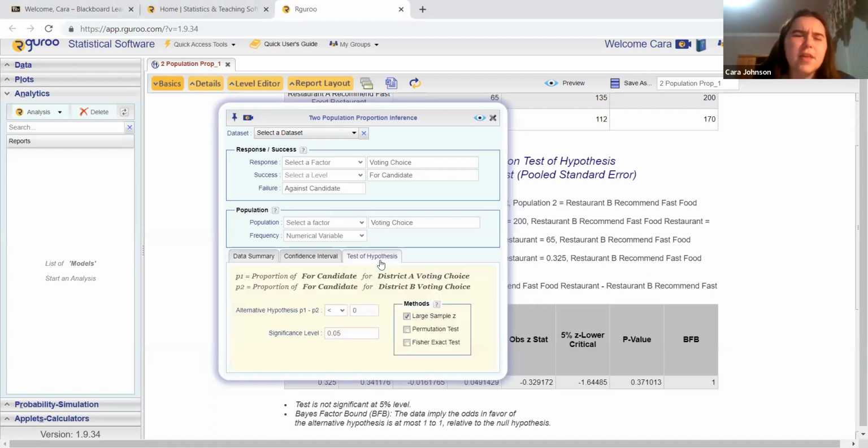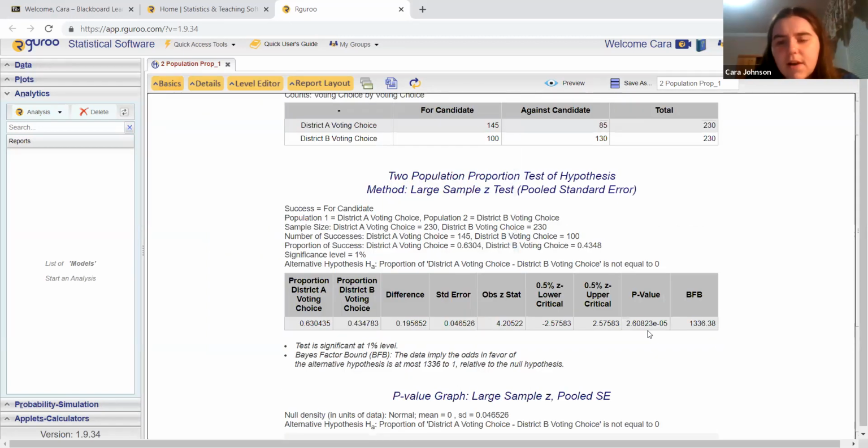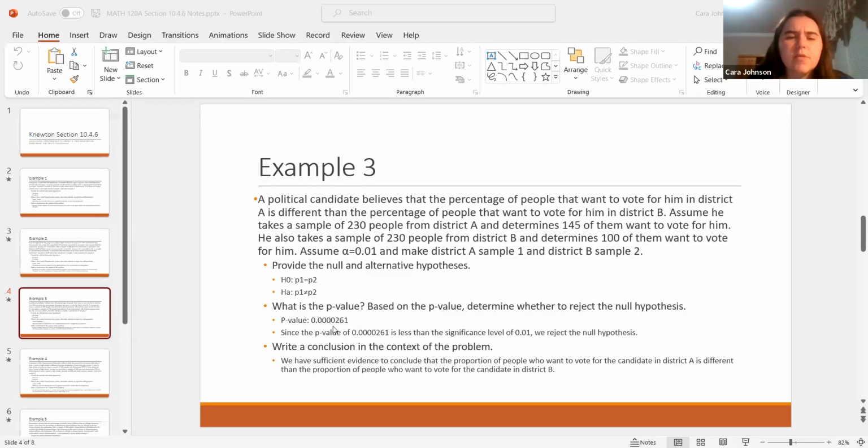And then test of hypothesis, changes to not equal to, and our significance level is 0.01. Then it's still large sample Z. Hit the eyeball. And I'm getting a p-value of 2.6 times 10 to the negative 5, which is basically 0. So that's the p-value in decimal form. I just took the decimal and counted 5 to the left. It's basically 0. That's less than the significance level, so we reject.